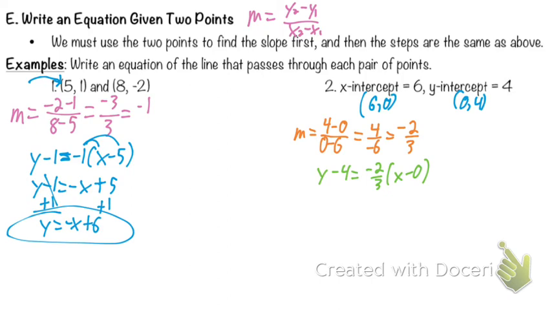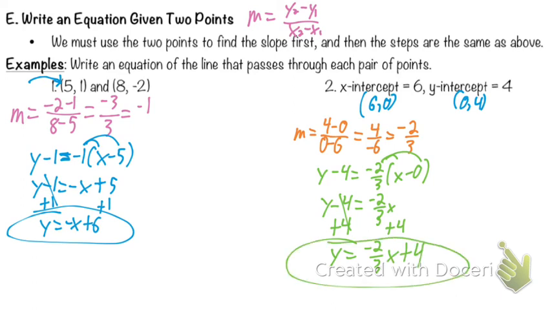Now we distribute. y minus 4 is equal to negative 2 over 3x minus 0. Do we even have to write minus 0? No. Okay, so now we add 4. And can we actually combine negative 2 over 3x and 4? No, but we can write it. y equals negative 2 over 3x plus 4. And that's our answer.